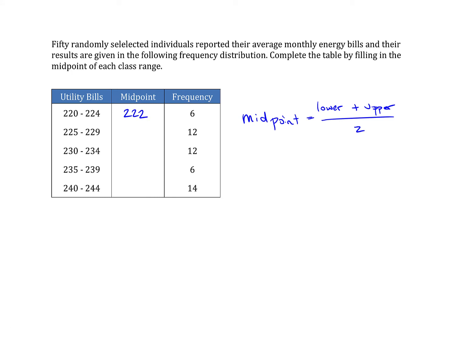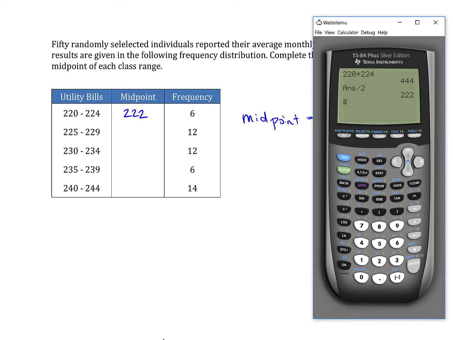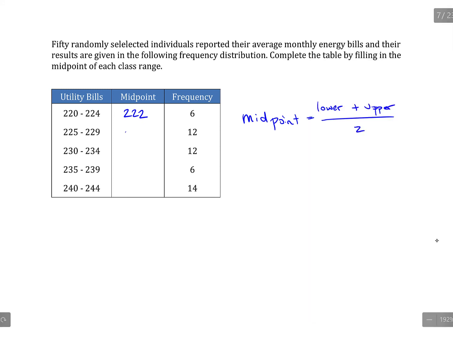Now, if I go and get the next one, 225 and 229, it looks to me like it should be about 227, but let's see. 225, oh, be careful there, plus 229 divided by 2, that is 227. And I could get the rest of them this way, that's fine.